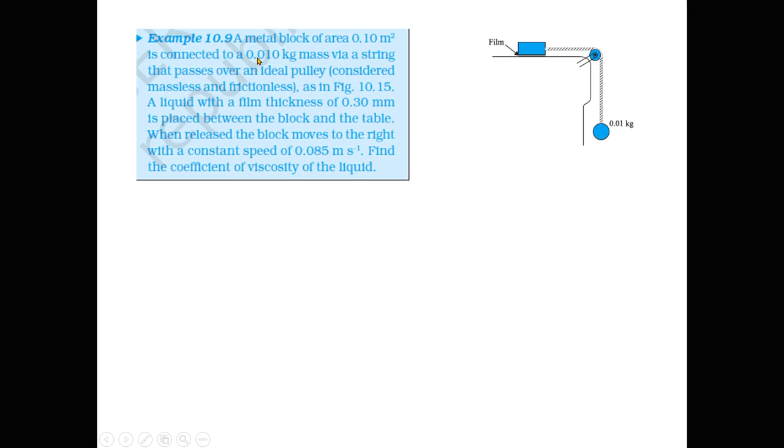The force is equal to the weight of the 0.010 kg mass. When this mass is attached here, the weight acts downwards. Weight is equal to mass into g, where g is the acceleration due to gravity, and this force is exerted on this rope. So this is the force. All the data has been given. You just have to calculate the answer. Try it for 5 minutes, and if you cannot solve it, I have solved this problem.